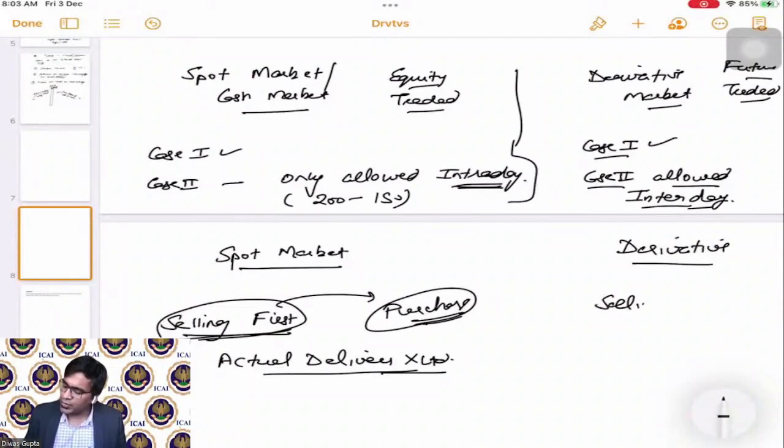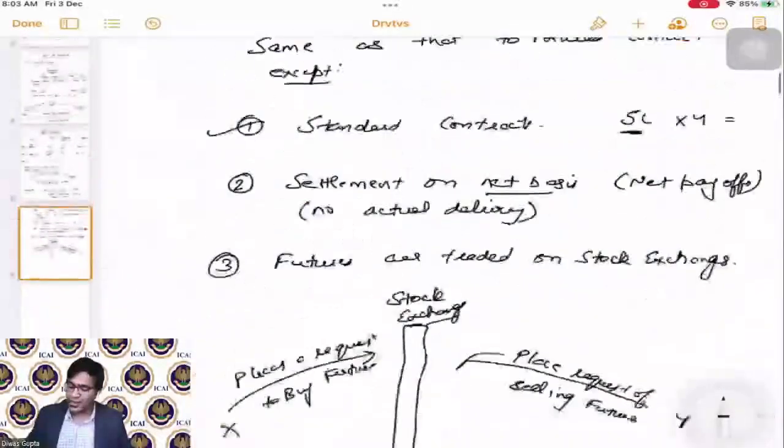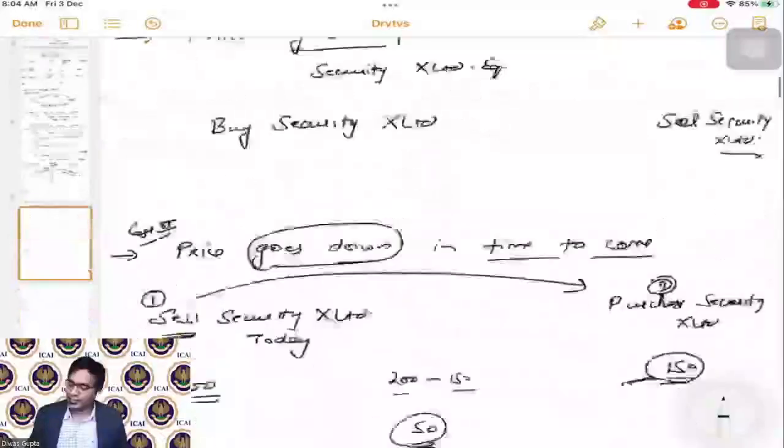But in case of a derivative market, if I'm selling futures first, then at the time of settlement, which is happening after the day end, am I required to deliver the stocks? No, because I have only sold the futures. I have not sold the stocks. I have not sold the equities. I have only sold the futures. And in futures, what we said is the settlement will happen on net basis, not on actual delivery. Unlike forwards, where the settlement is happening on actual delivery, right?